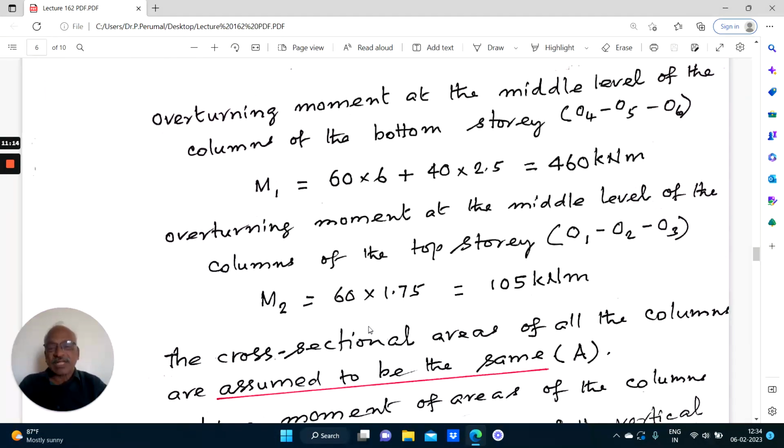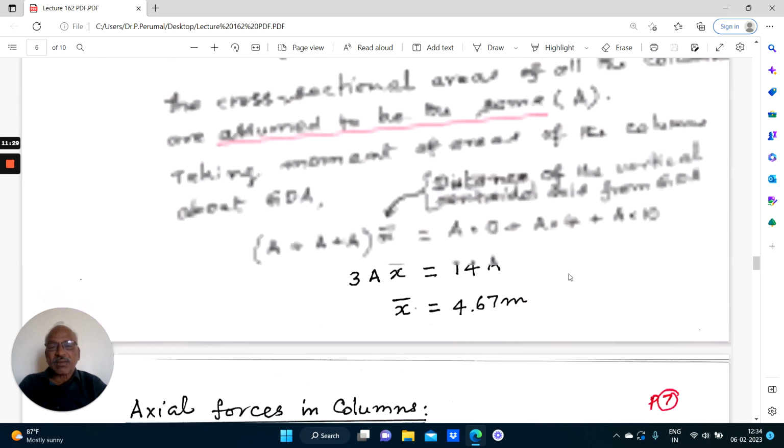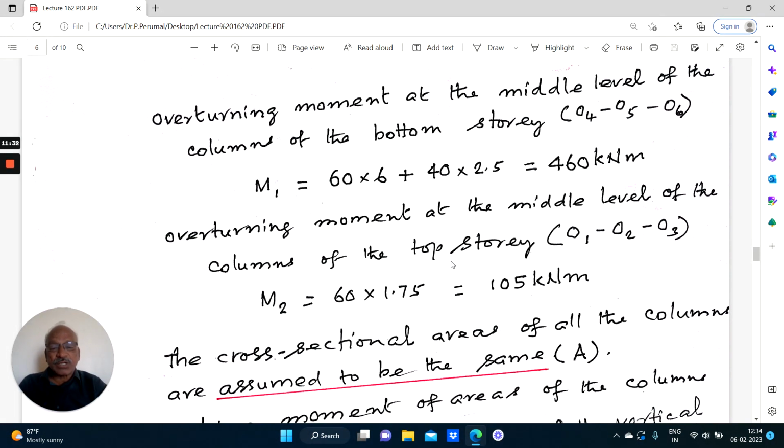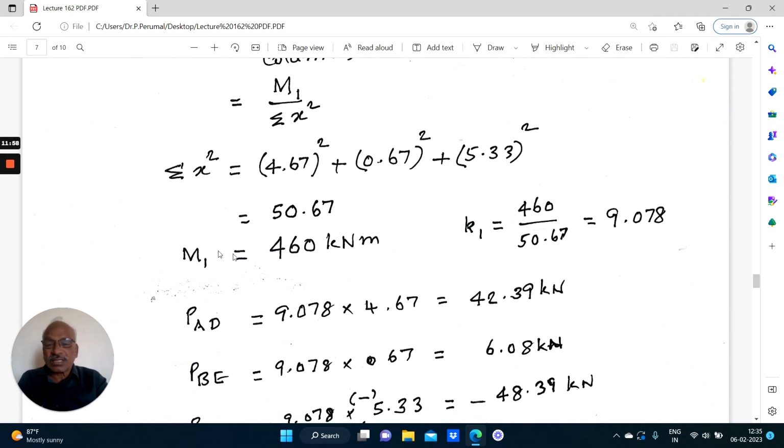Here you have to remember that we have taken M1 for the bottom story, M2 for the top story. Therefore, here also in the calculations, K1 is for the bottom story, K2 for the top story. You have to remember that order, that is very important, right? Now K1, a constant of proportionality for the columns in the bottom story, equals M1 by sigma x square. Sigma x square, just now I told you, is 4.67 square plus 0.67 square plus 5.33 square, equal to this value. M1 is already calculated. Therefore, K1 equal to M1 by sigma x square equal to 9.078.